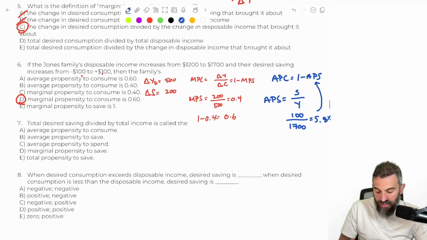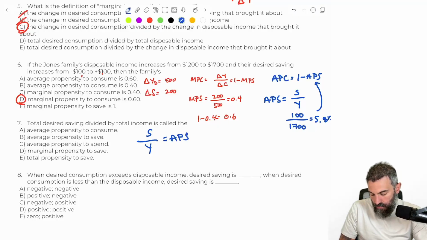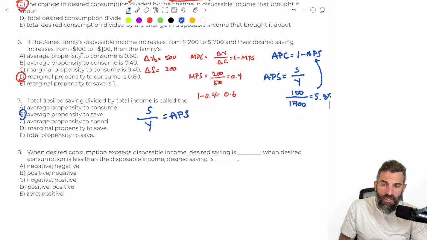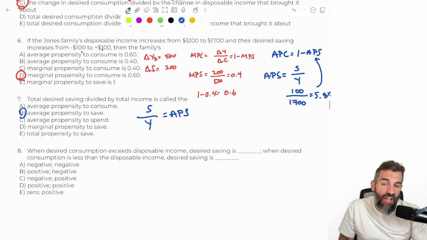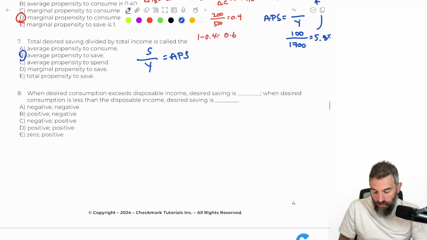Number 7, total desired savings. So S divided by total income is what we just talked about. This is the average propensity to save. So B. Number 8. When desired consumption exceeds disposable income.